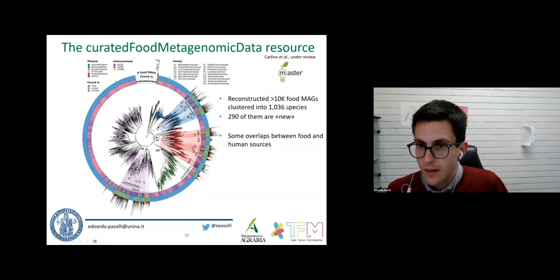And we were able to reconstruct more than 10,000 MAGs that were clustered in more than 1,000 species. And we also identified some species that are new, and we found some overlaps between the food and the human sources. So also extended analysis, not only for the lab, but also for other species of interest.